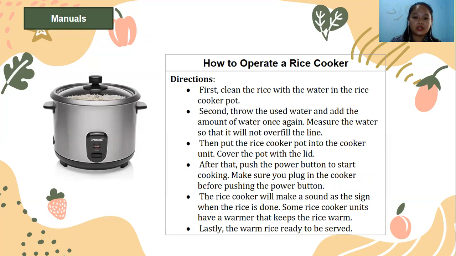And for the directions, first, clean the rice with water in the rice cooker pot. Second, drain the used water and add the amount of water once again. Measure the water so that it will not overfill the line. Then, put the rice cooker pot into the cooker unit. Cover the pot with the lid. After that, push the power button to start cooking. Make sure you plug in the cooker before pushing the power button.